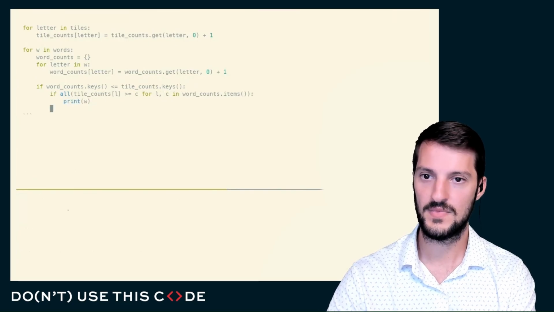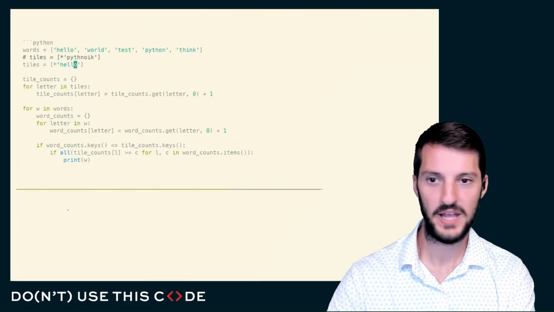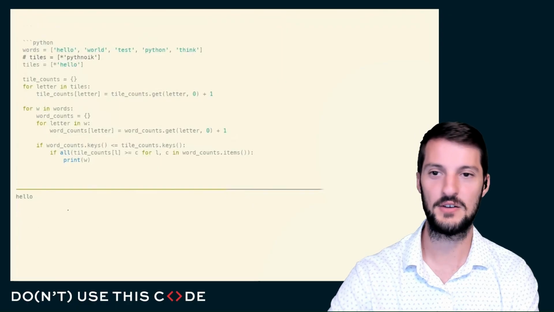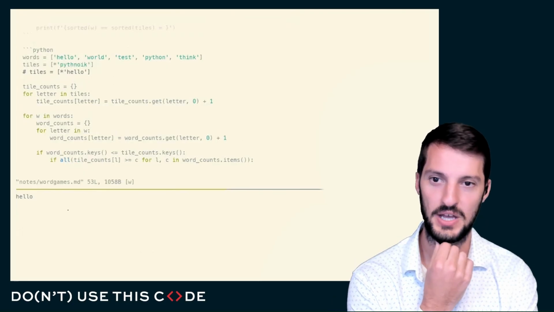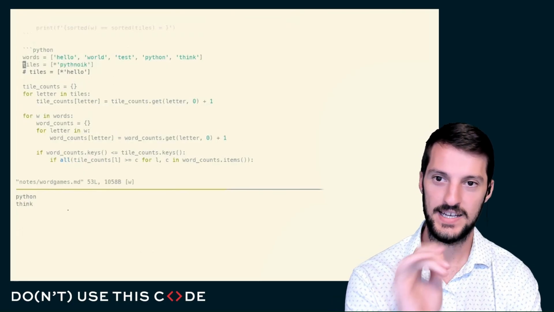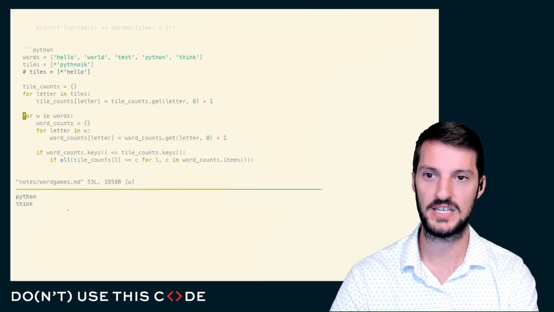And let's see if all of our tile counts, that looks good. And running this, we get no output. If we add our second L back, we see that we do get an output of hello. Let's test this again against our Python and think example. And it looks like we have something of a working prototype here.